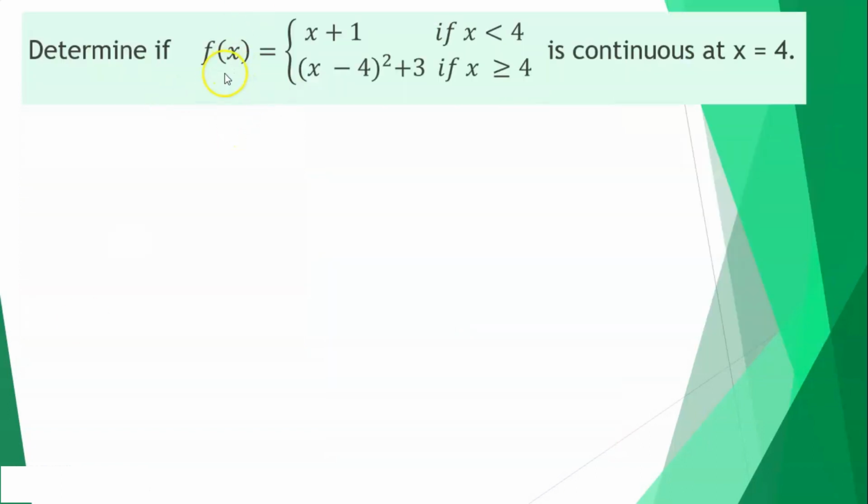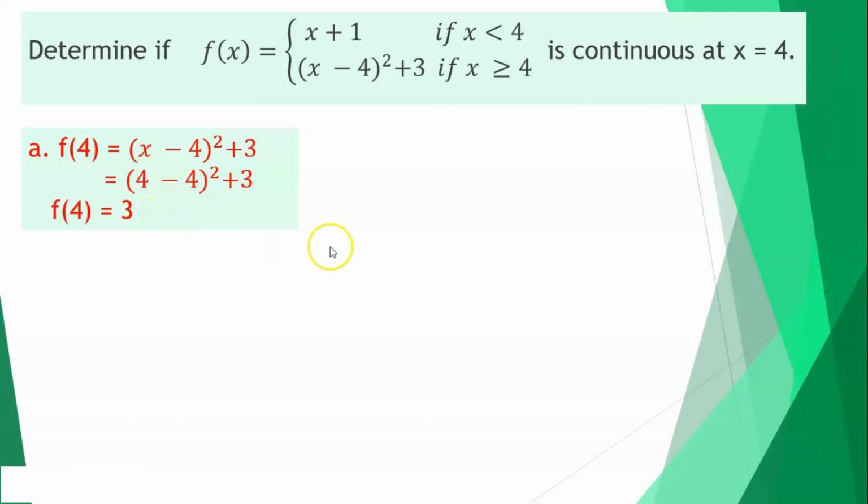Okay, this one. Determine if f of x, which is x plus 1 if x is less than 4, and (x minus 4) squared plus 3 if x is greater than or equal to 4, is continuous at x equals 4. So, again, step 1 is to solve for f of c, or f of 4. So, f of 4 belongs to the second function, since x is greater than or equal to 4. With that, let's substitute. That would be (4 minus 4) squared plus 3, or simplifying, we will end up with 3.